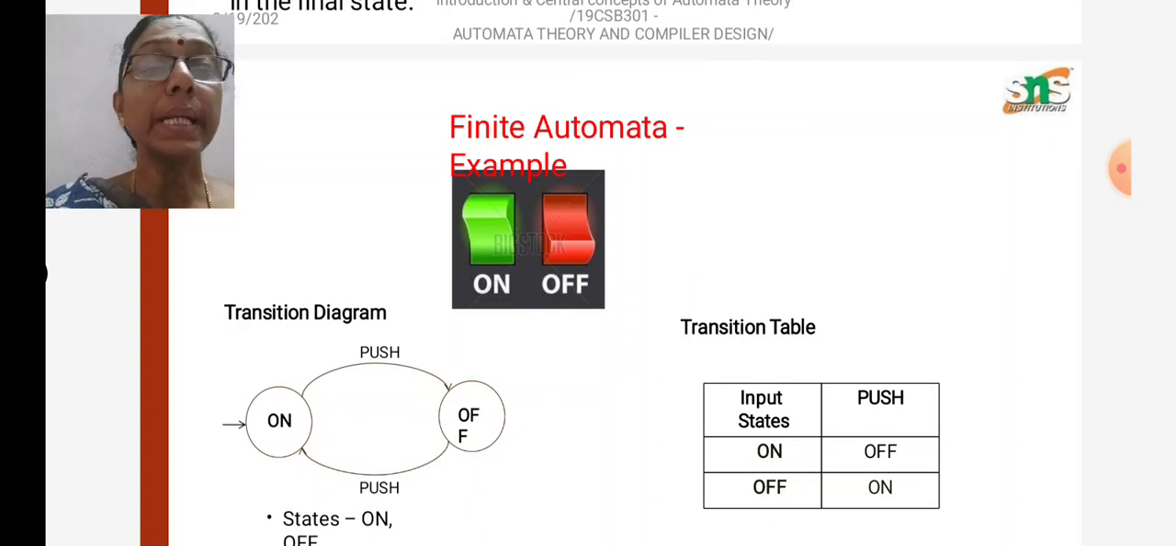The transition diagram is represented by states and transitions, and the transition table represents those transitions. The transition table consists of two columns: one is the input state, and the other is the input symbol given in that state. From on, when you give the input push, it goes to off. From the off state, when you give the input push, it goes to the on state. So this is a daily example through which we came to know about automata.